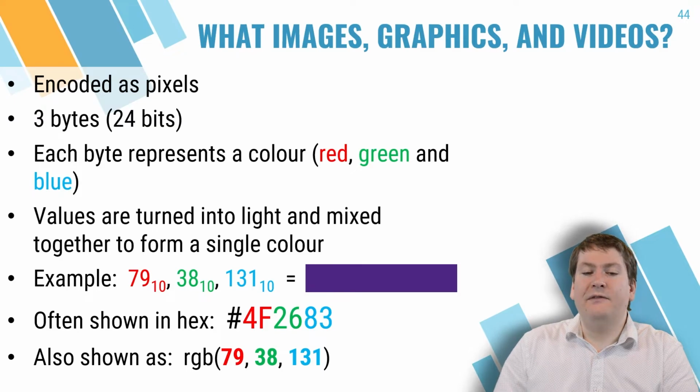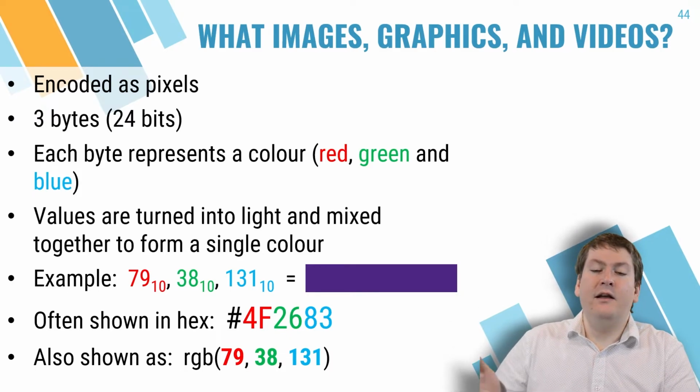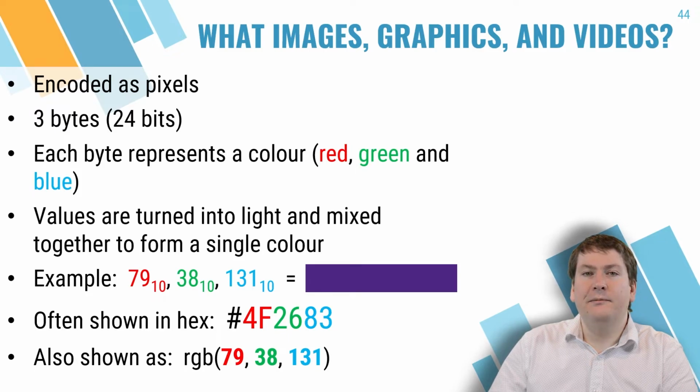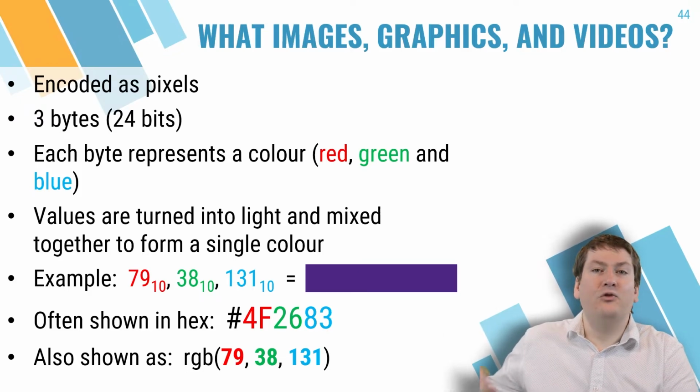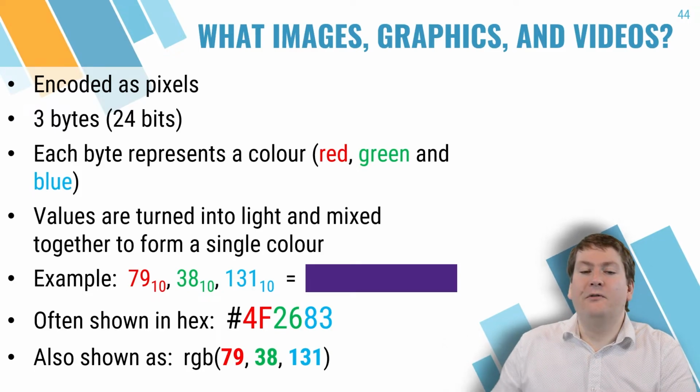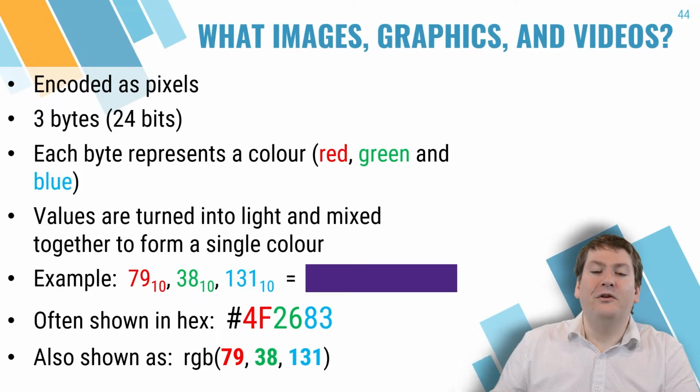To summarize, the values are turned into light and mixed together to form a single color. To give an example, we have here a red value of 79, a green value of 38, and a blue value of 131. That gives us this shade of purple that we see on the screen in that box. The only reason this color is significant is that it's Western's official purple color. In the Western branding documentation, they specify each light value for red, green, and blue for what the official Western purple is.